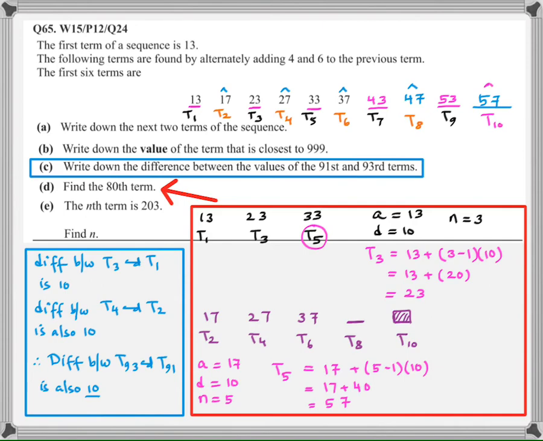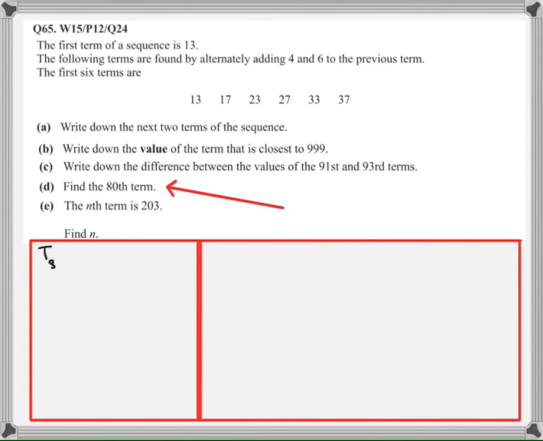Now, what has this to do with part D? The thing is, the 80th term consists of numbers ending in 3 and numbers ending in 7. Therefore, the 80th is an even number term: 2nd, 4th, 6th, 8th, 10th, all the way till the 80th. That means it's linked with 17, 27, 37. But it's the 80th term considering everything. From the perspective of numbers ending with 7, this will be the 40th term.